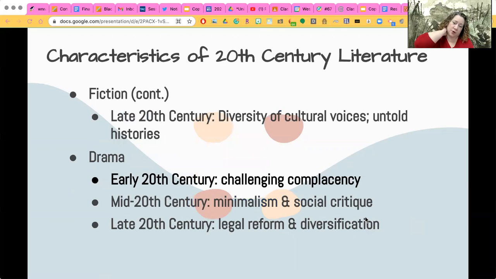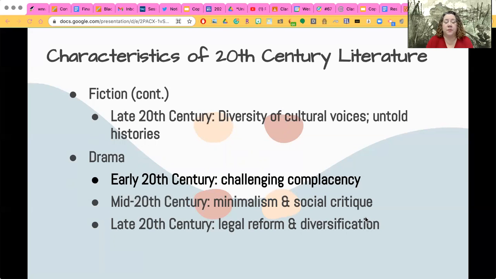In the late 20th century, we have a much more diverse group of writers with fiction, a lot of different cultural voices because of the immigration that we were talking about at the middle to end of the 20th century.